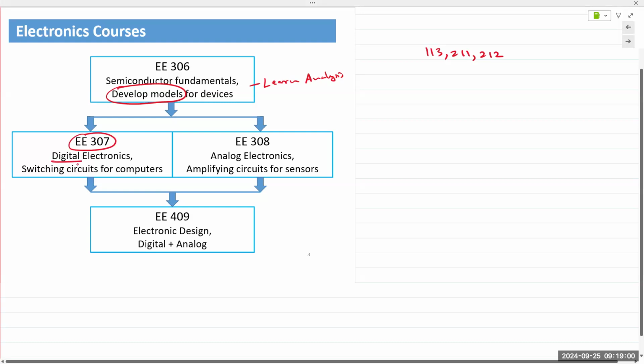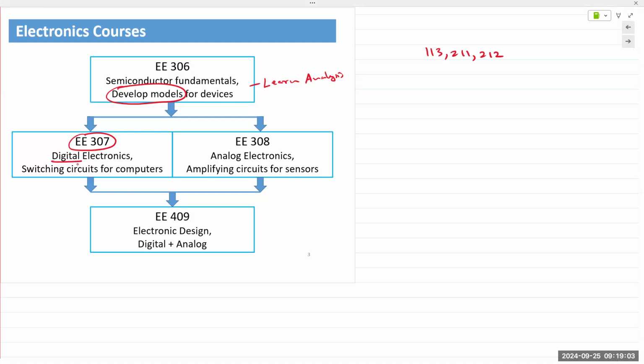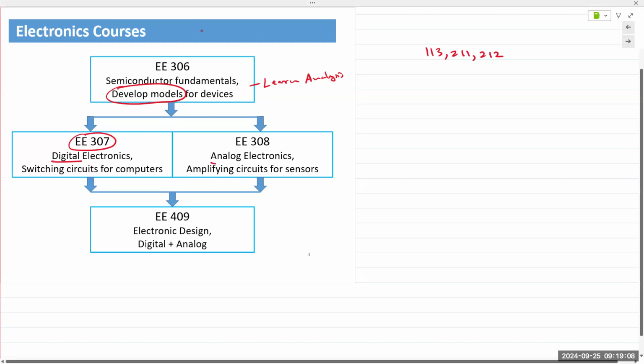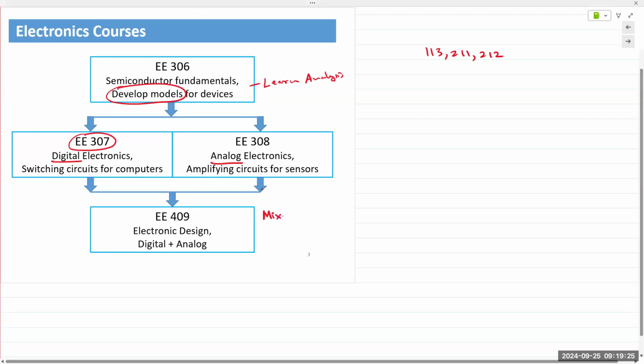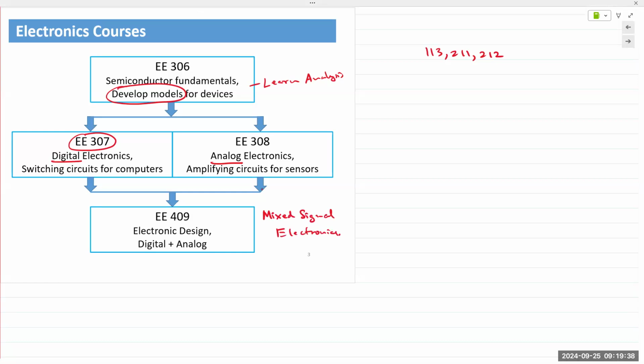308, you again use the fundamentals learned in 306 and apply it to develop analog circuits. Okay, so analog circuits, 308. And then 409, which is electronic design, again, a required course for EE students. You take both analog and digital and combine them together to create mixed signal electronics. Again, that's why I say 306 is as important to your foundation as EE 113.